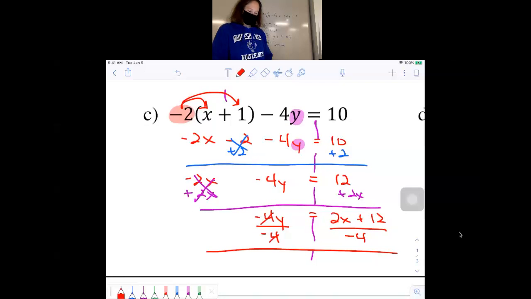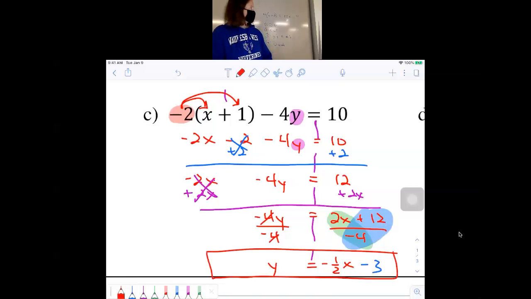So y is equal to, this is where you want to get your calculators out. 2x divided by negative 4, and don't forget your x. And then 12 divided by negative 4. And there's my answer. Any questions on C?